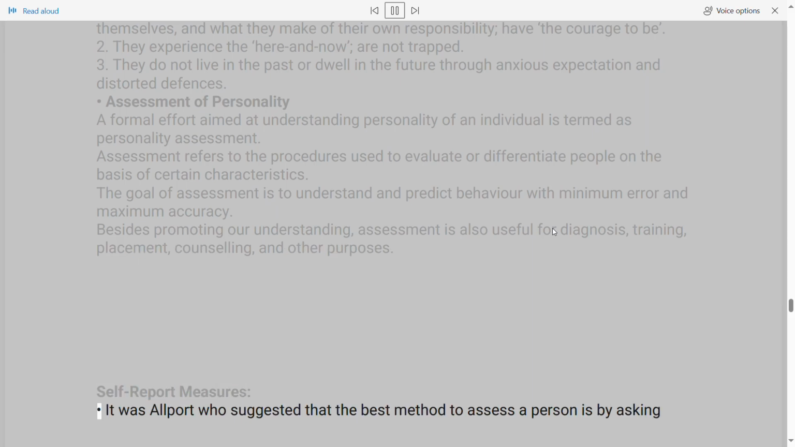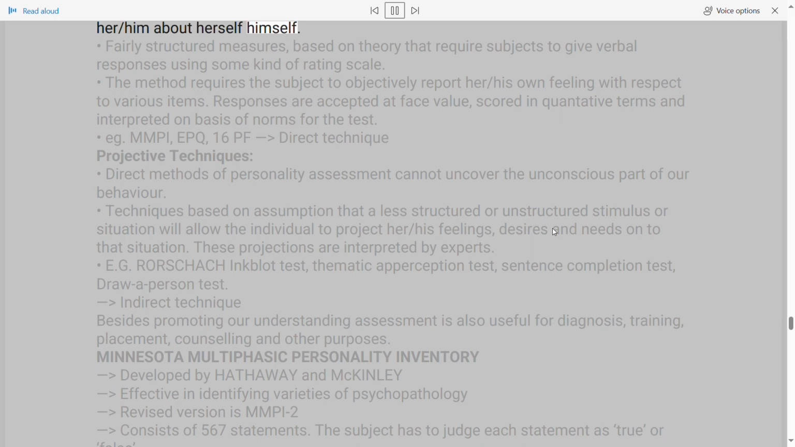Self-report measures. It was Allport who suggested that the best method to assess a person is by asking him about himself or herself. These are fairly structured measures, based on theory, that require subjects to give verbal responses using some kind of rating scale. The method requires the subject to objectively report his own feeling with respect to various items. Responses are accepted at face value, scored in quantitative terms, and interpreted on the basis of norms for the test. For example, MMPI, EPQ, 16PF. Direct technique, projective techniques.